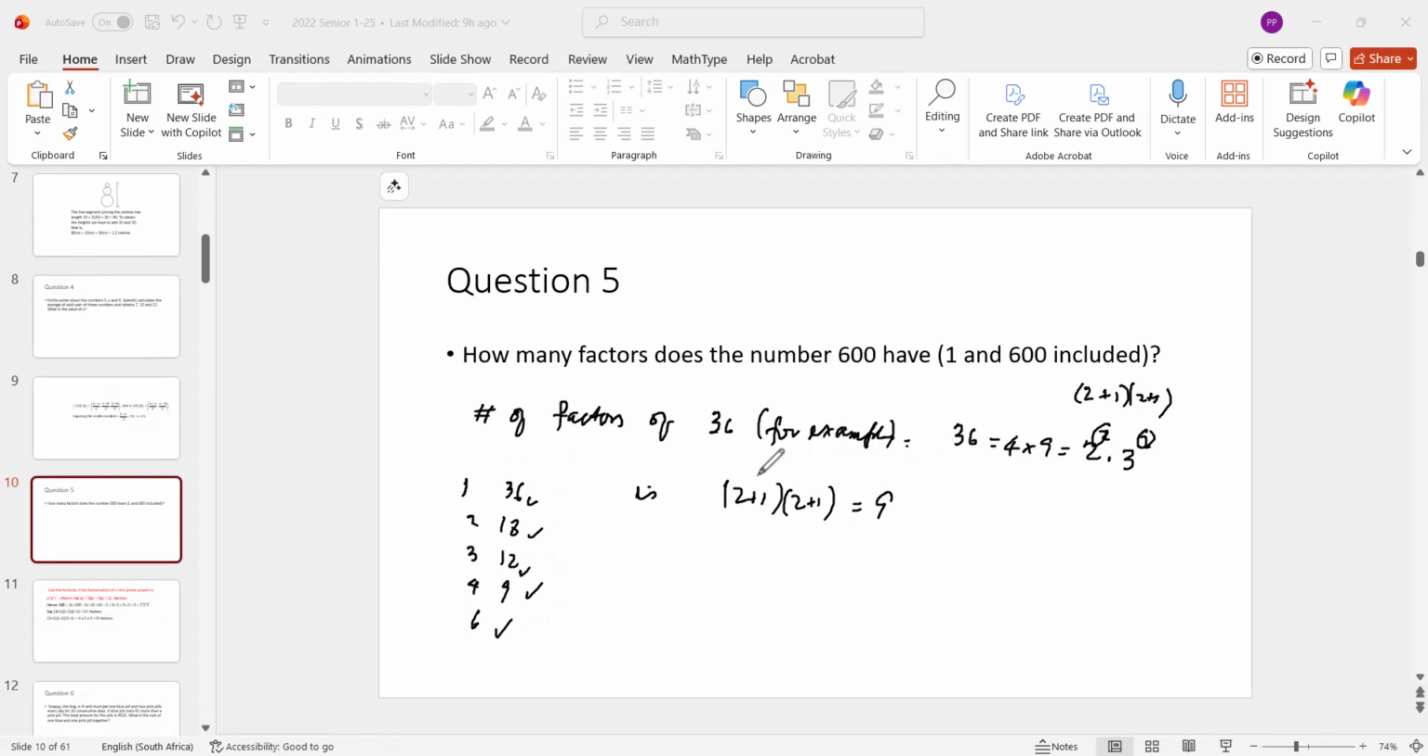You factorize, take the exponents of the powers, add 1 to each one of them, and multiply the answers. So this is 6 times 100. 6 is 2 times 3. 100 is 10 times 10. You have to write it as prime numbers, prime factors. 2 times 3. 10 can still be factorized.